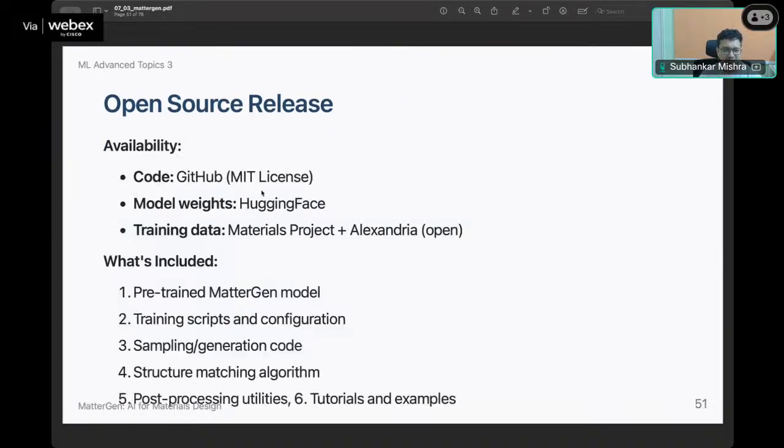So, Hugging Face is there, with training data, materials from Alexandria. Typically the idea would be that whatever you newly generate, if there are other data sets, you keep on adding to make the model better. Yes. So on Hugging Face, you can have the pre-trained material generation model, the training script and configuration specifically if you want to add more, the sampling and generation code, and the structure matching algorithm. Tutorials and examples will be there on the same GitHub page. So if you just search for MatterGen Microsoft on the web, it will show up.